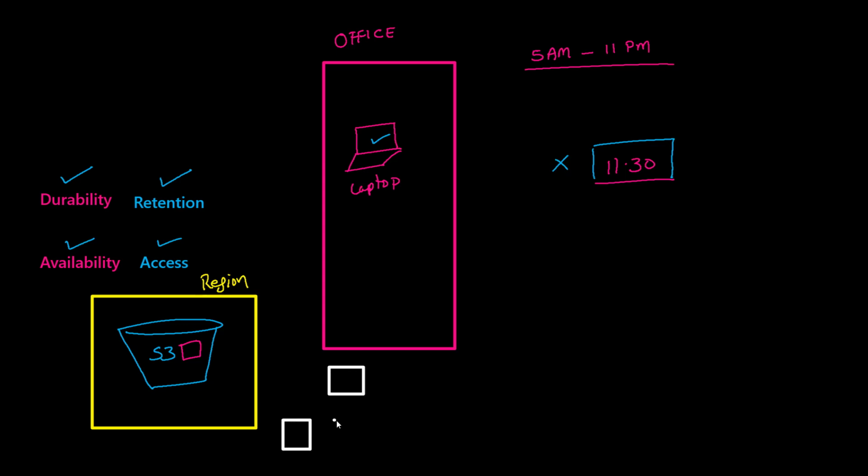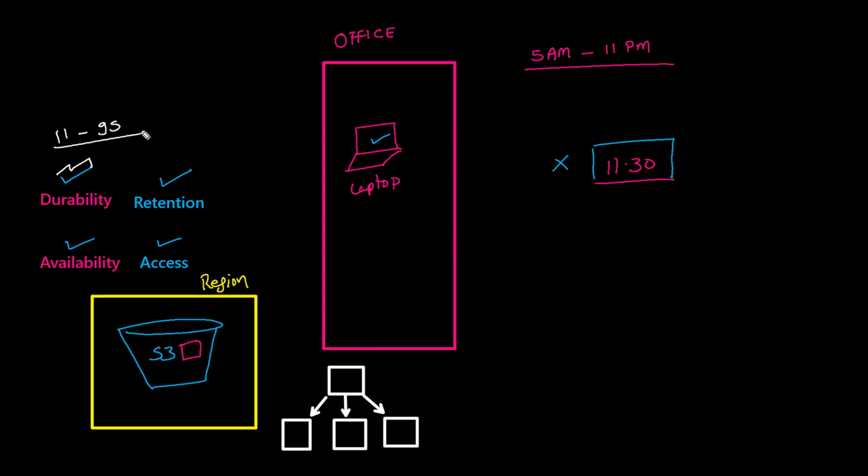Behind the scene, S3 has created three copies of the object, three physically distinct copies of the same object. That ensures that even if one of the copies is gone, deleted, or caught fire, or something happened, I still have my data. My data is still stored in a durable fashion. So that is what we mean by durability is 11 nines.